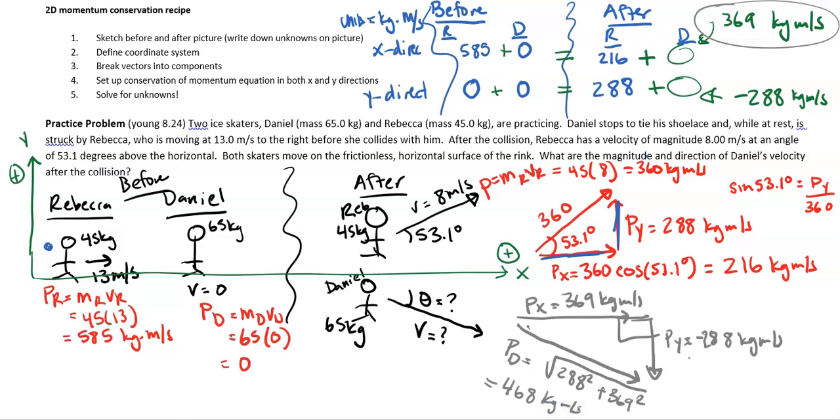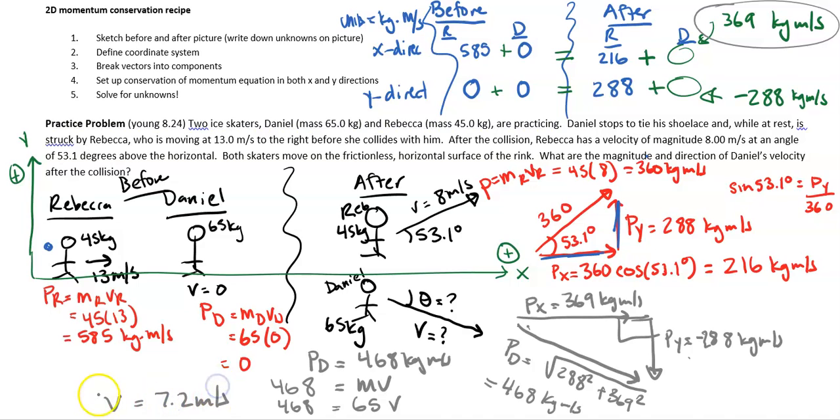Okay, so now what I want you to remember, that is the momentum of Daniel. That's not the velocity, so we now need to figure out the velocity. If I know the momentum of Daniel is 468 kilogram meters per second, I know momentum is mass times velocity. So again, this is 468, the mass of him is 65, and the velocity is what I want to find. And so I get the velocity when I do a little bit of math.